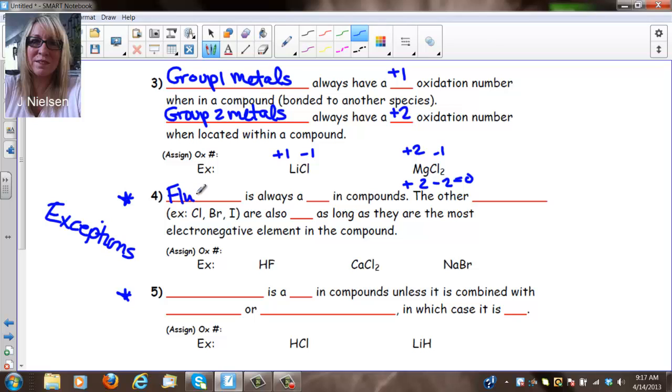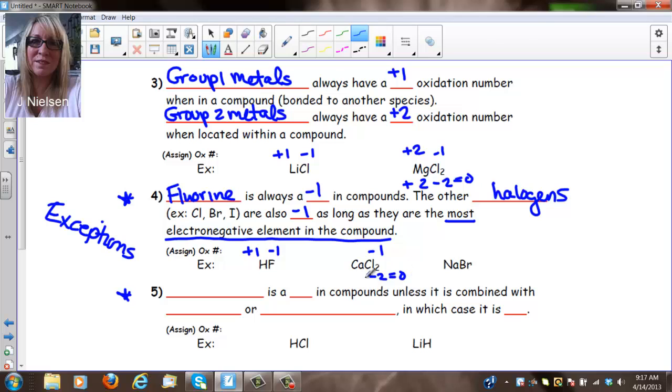So fluorine is always a -1 in compounds. The other halogens, Cl, Br, and I, are also -1, so long as they are the most electronegative element in the compound. So here, fluorine's -1, hydrogen's +1. Here, chlorine's -1 times 2 is -2. Therefore, calcium is +2. And we know calcium's +2 because it's a group 2 element. Br is -1. Na is +1. So all of these examples were cases in which halogens were -1 because they were the most electronegative element in the compound.